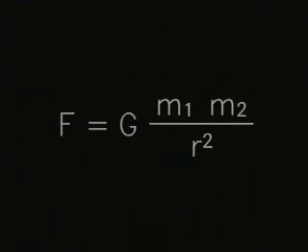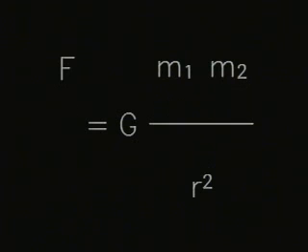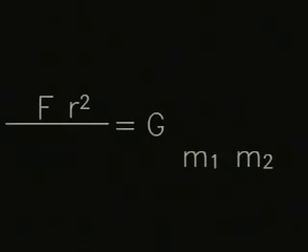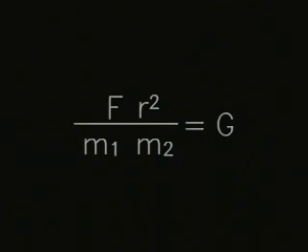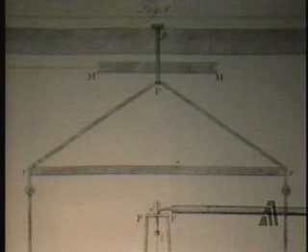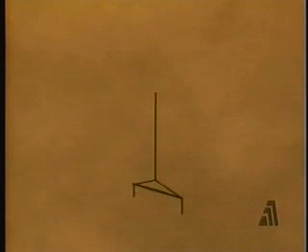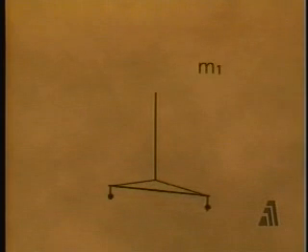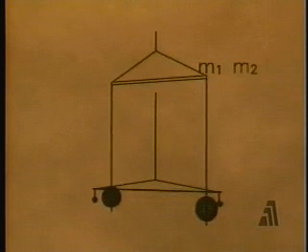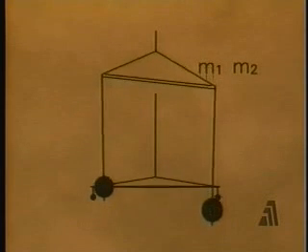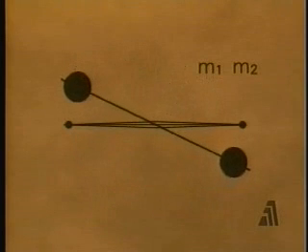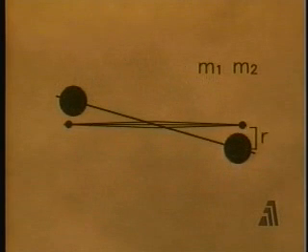This could be done by finding the force between two known masses, a known distance apart. It had to be done very carefully because the gravitational force between normal-sized masses is so very small. A bar, suspended by a delicate fiber, holds a mass at each end. Two larger masses are added. The gravitational force between these masses causes the bar to twist.